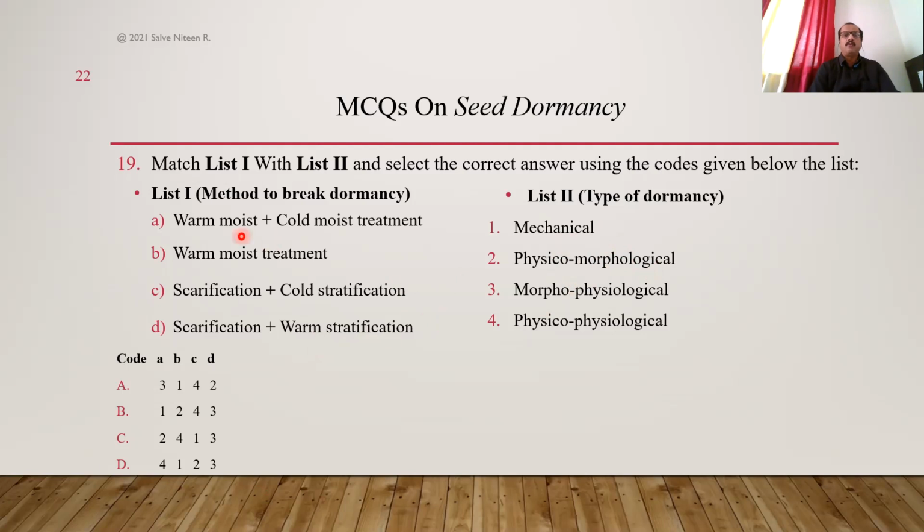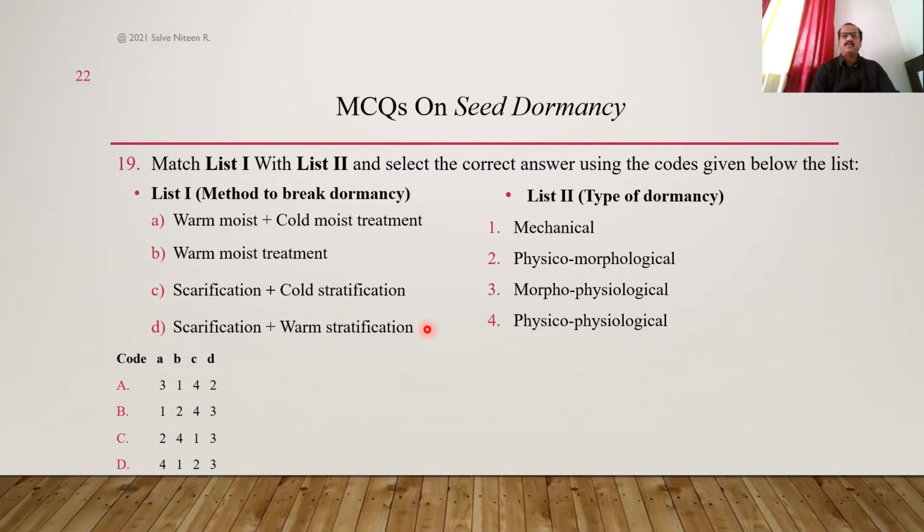So you can see warm moist, which is warm stratification, is followed by cold stratification. So warm stratification is required for morphological dormancy. Cold stratification is required for physiological dormancy. So A, 3 here. Warm stratification, then mechanical dormancy. Scarification is used for physical dormancy. So here physiological dormancy. And cold stratification for physiological dormancy. So C is matching with 4.